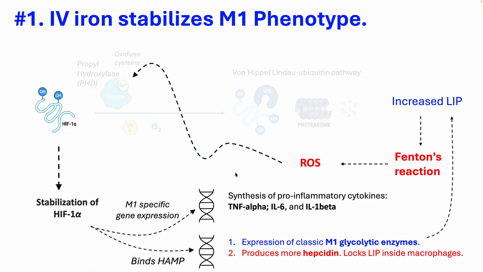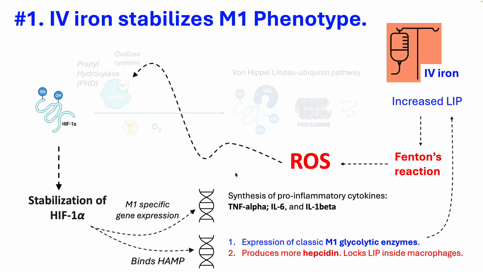And macrophages can become locked into this pro-inflammatory phenotype, impairing the normal resolution of inflammation. This process only gets supercharged with more IV iron. More ROS stabilizes more HIF-1 alpha, producing more inflammatory cytokines and hepcidin.